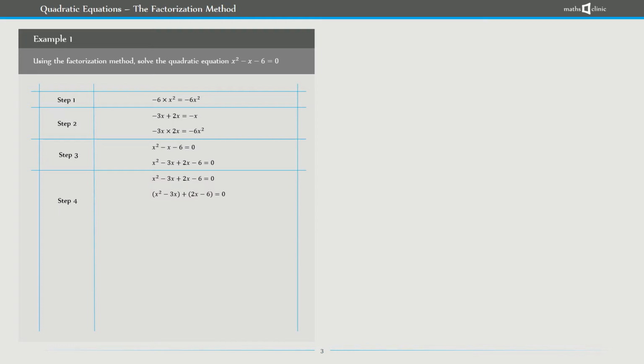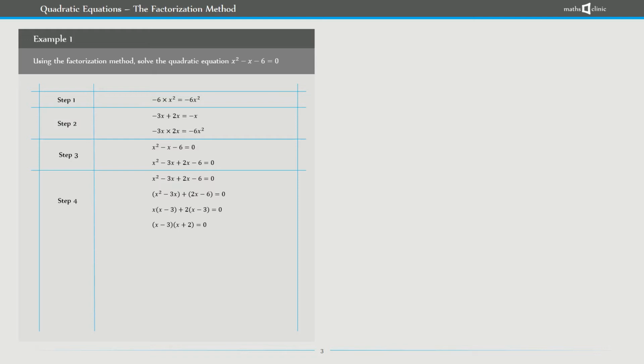We have x squared minus 3x, and I can factorize this using x. So I say x, and that will give me x multiplying x minus 3, okay. And for the second group, we have 2x minus 6, and I can factorize this using 2, and I have 2 multiplying x minus 3. Now I'm going to factorize using x minus 3, okay.